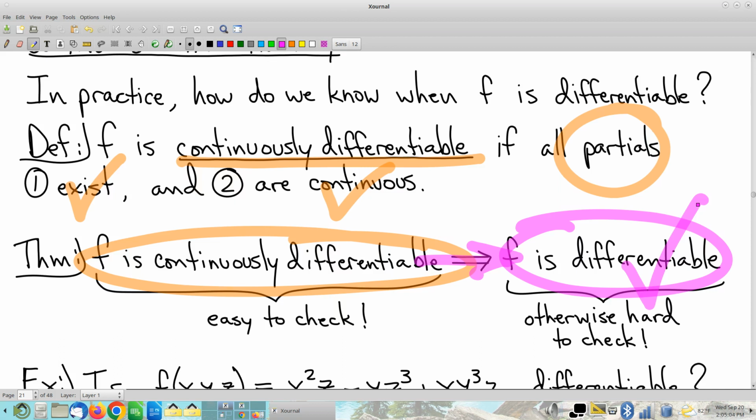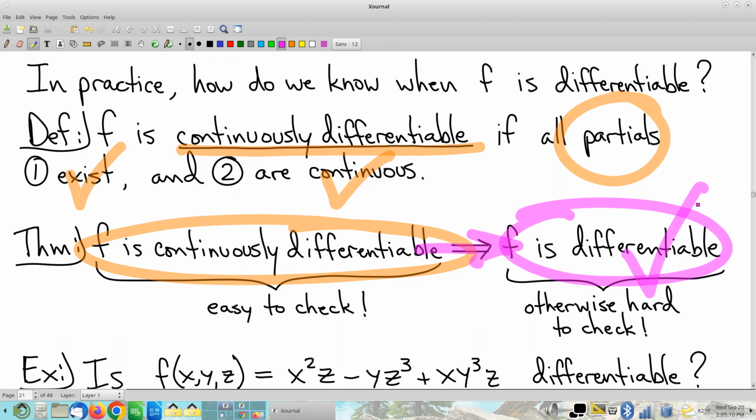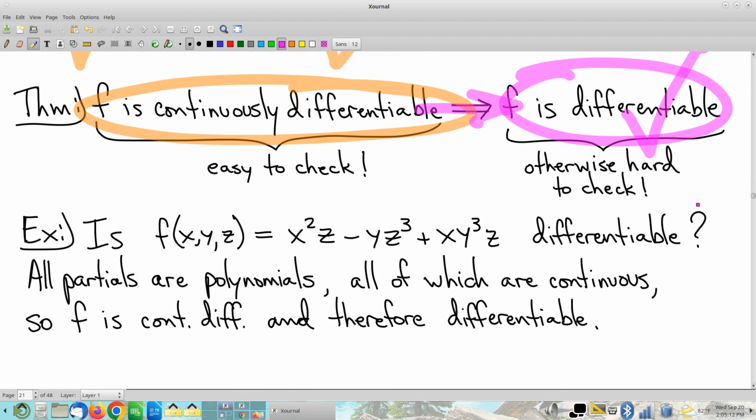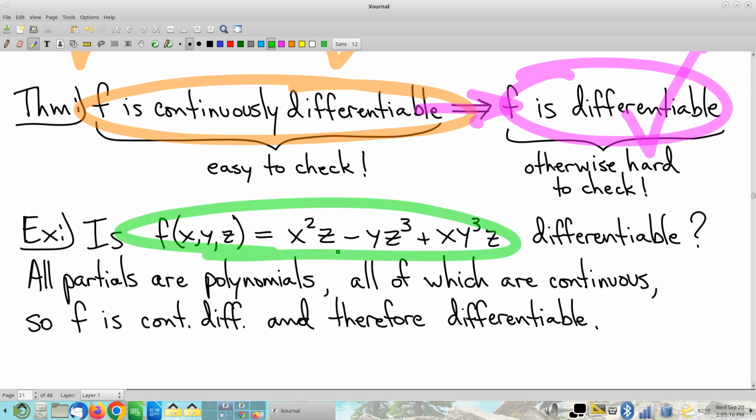So, nice little theorem. Just check it's continuously differentiable, celebrate. So here's an example of that in action. Let's look at this function right here. It's a polynomial. Let's ask the question now, is that differentiable? Seemingly a hard question. You look at the definition of differentiable. We're going to have to deal with relative error, it would seem.